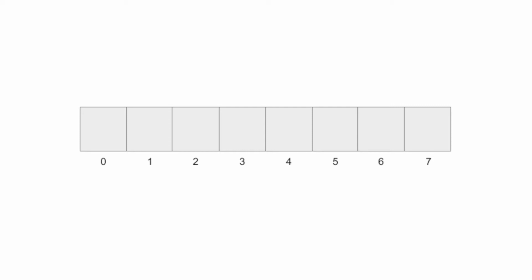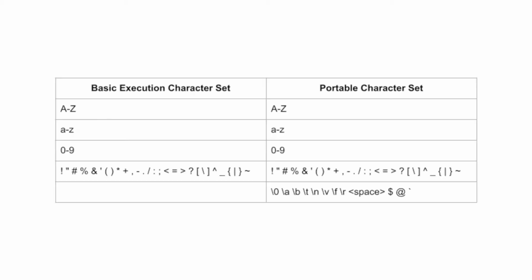Many functions in C use char. C requires a basic execution character set, which consists of 91 characters. Lowercase a through z, uppercase A through Z, 0 through 9, and a number of symbols. Any character not included in that list may not exist in a C implementation. POSIX requires the portable character set, which consists of 103 characters. The portable character set contains all of the characters in the basic execution character set, along with 12 additional characters.